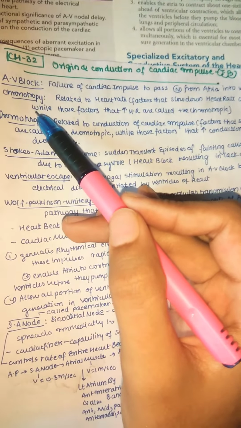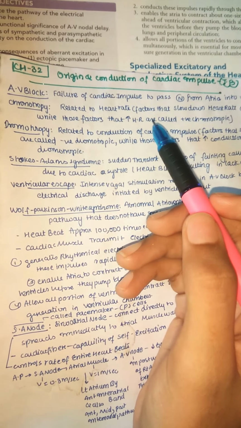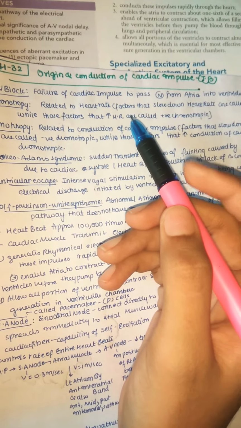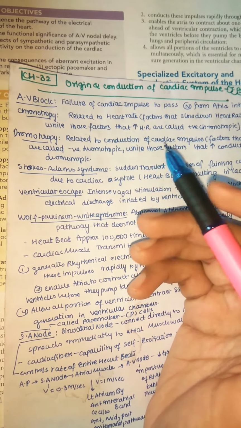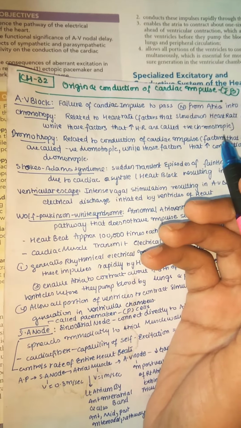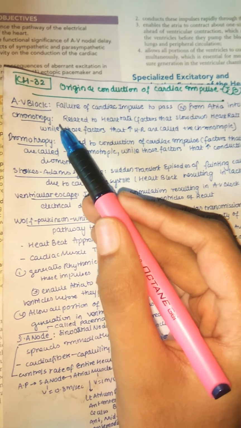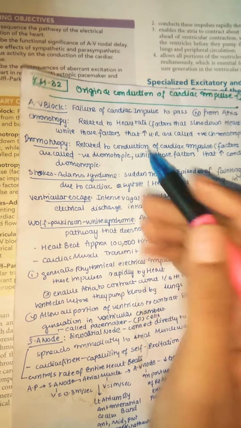And next coming to chronotropy. Chronotropy is related to the heart rate. We already discussed this in the electrophysiology of the heart. So the factors that slow down the heart rate are called negatively chronotropic, while those factors which increase the heart rate are called positive chronotropic. Chronotropic is mainly related to heart rate. So which increase it, they are positive chronotropic, which decrease it, these are negative chronotropic.